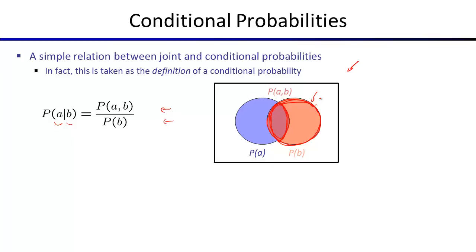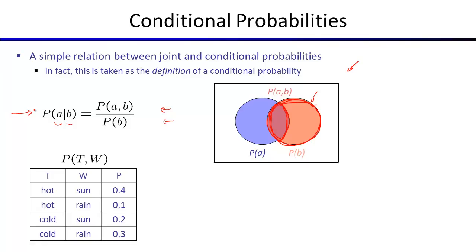Think of it as frequencies, right? Let's say the area corresponds to the frequency you see B, the frequency you see A, the frequency you see both of them. Then when somebody tells you, hey, I know B is happening, you can, in this way, compute the probability that A is also happening.